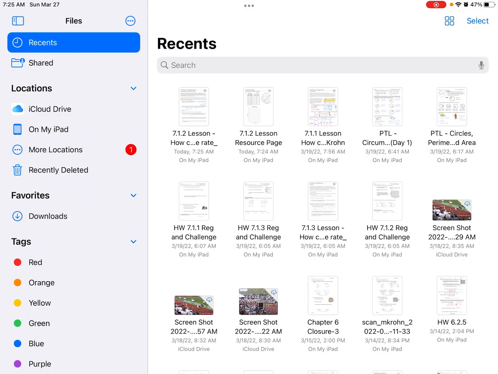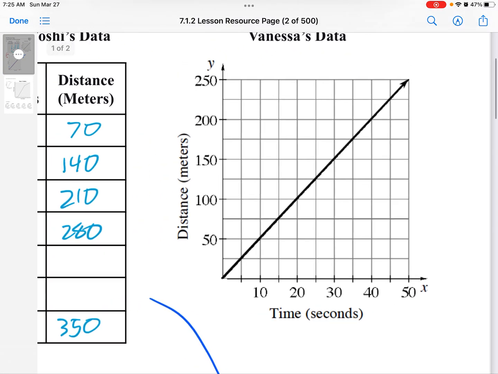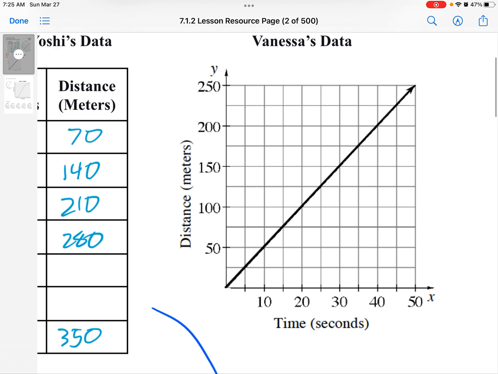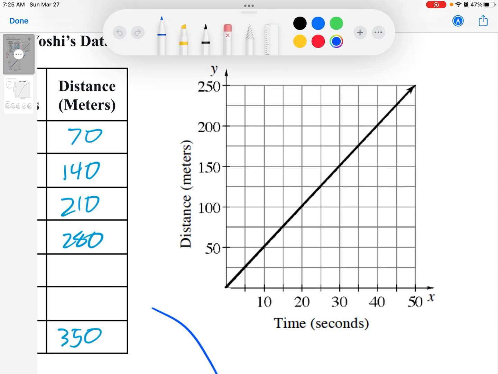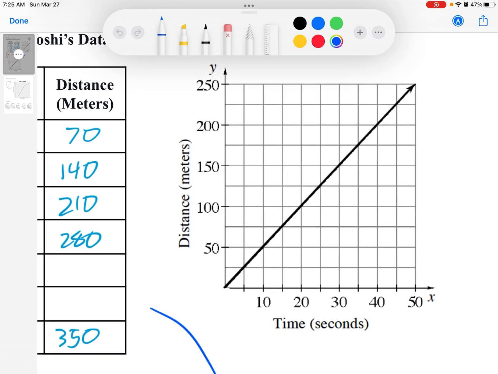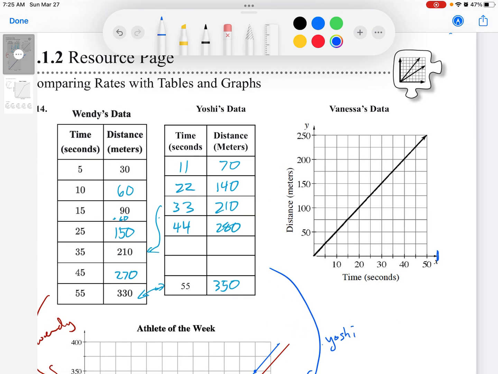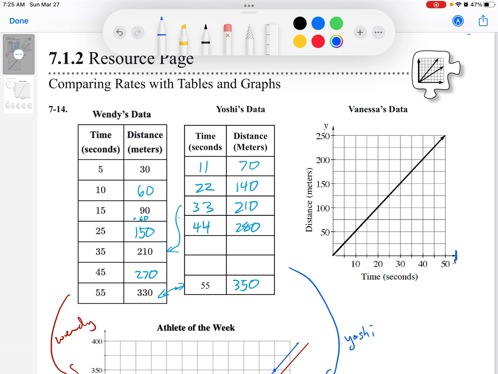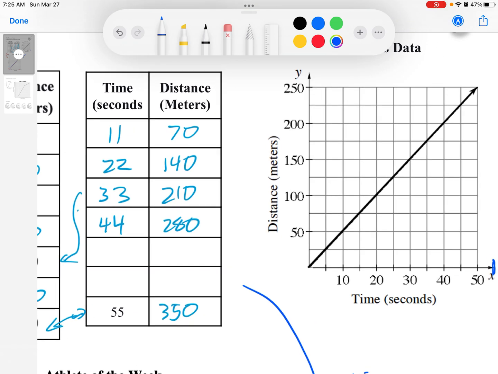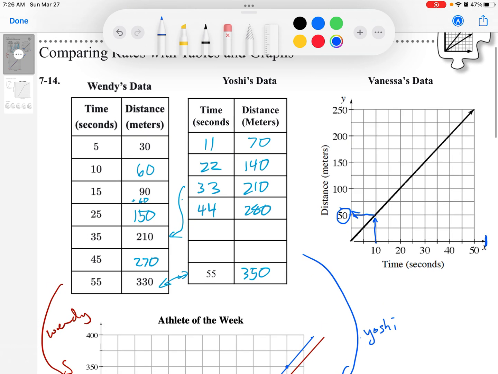Well, let's go to Vanessa and let's take a look at kind of what she did. It's hard to tell how she did. It looks like she did here, if we jump up, and I can't see that 55, can I? But maybe there's a number that would help me get a little bit closer. Let's see if we look at 10 seconds, right? At 10 seconds right here, and we go up, what did she do? She did 50 meters.